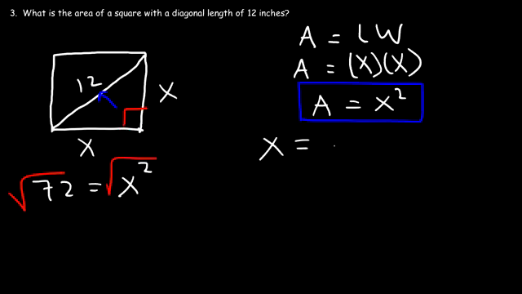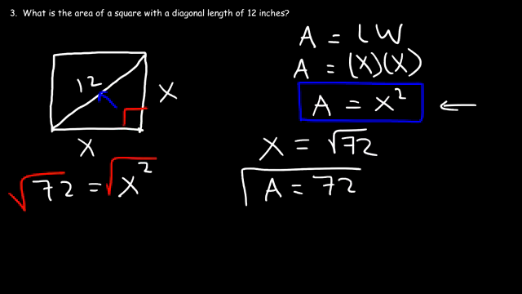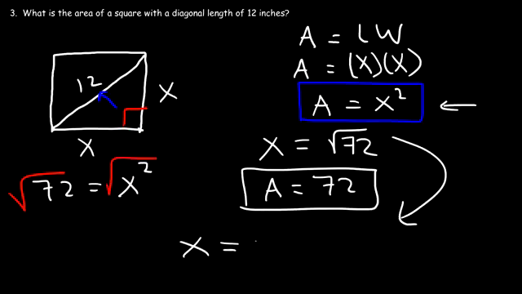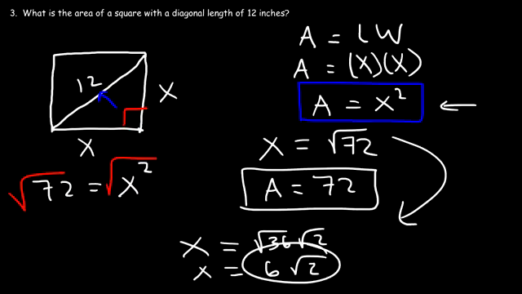So x is equal to the square root of 72. Now a is equal to x squared. And x squared is 72, so a is just 72. So that's the area of the square. By the way, if you want to simplify this radical, you can say that 72 is 36 times 2. And the square root of 36 is 6. So x is 6 square root 2. But the area is x squared. And we can see that x squared is 72, which means a is 72 in this example.